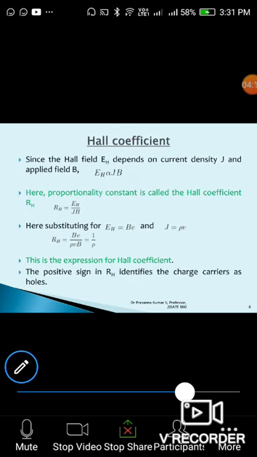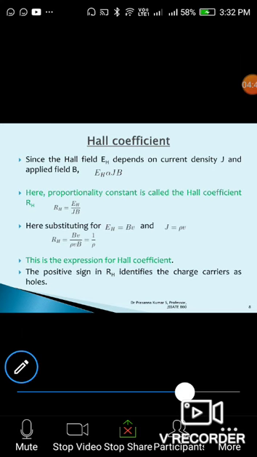Then we get the expression for the Hall coefficient. You know that the Hall coefficient is represented by RH in our explanation. The Hall field EH is directly proportional to the strength of the magnetic field as well as the strength of the current going through this conducting material. So the Hall field is directly proportional to J and B. The proportionality constant is called the Hall coefficient RH, which is given by 1 by rho in this expression. This is the expression for the Hall coefficient.